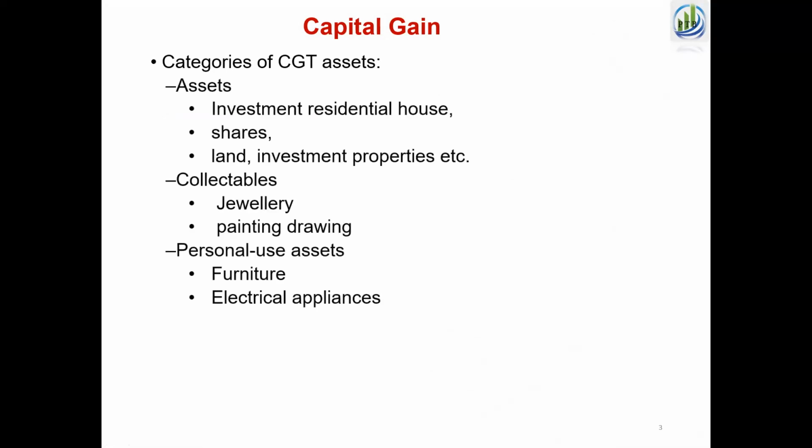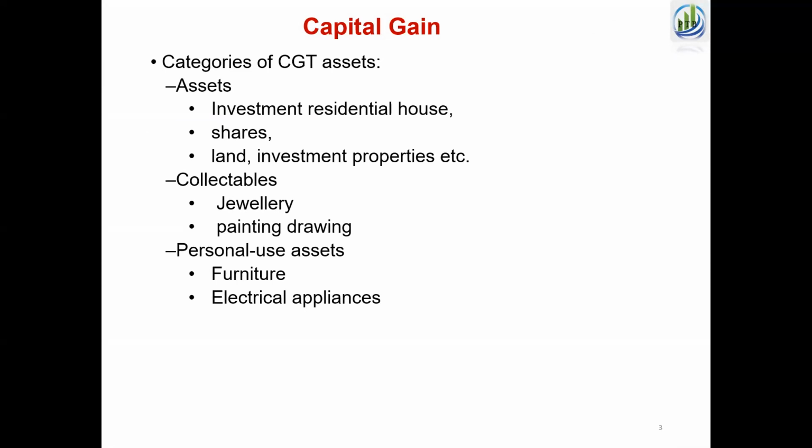So category of assets. Different rules apply for different types of assets. For capital gain, we have 3 different types of assets. Assets which we normally call land and building, investment property, residential property and shares come as one category. That's called the normal assets category. The other 2 categories of assets are collectables and personal assets.